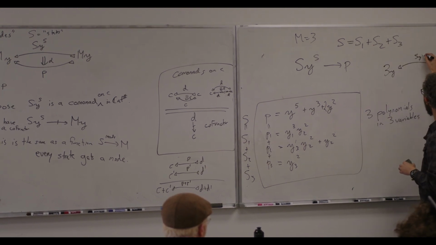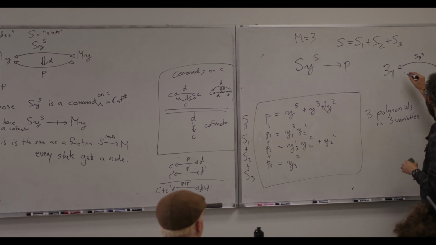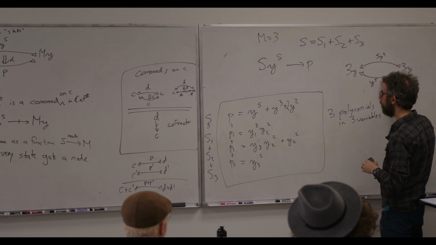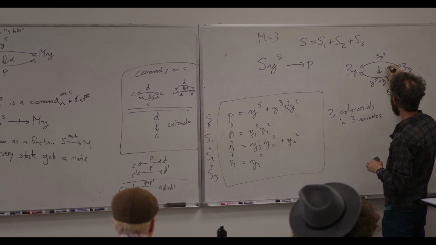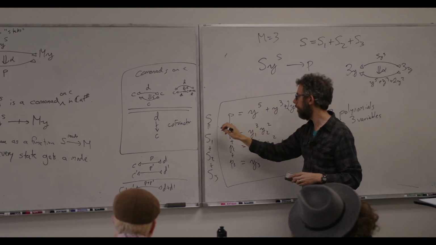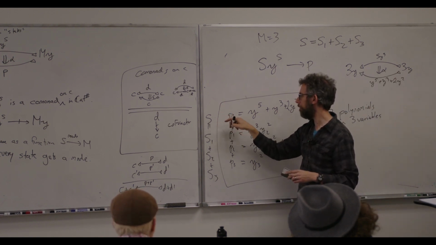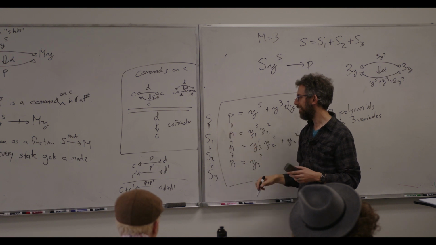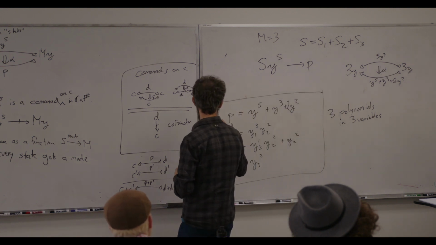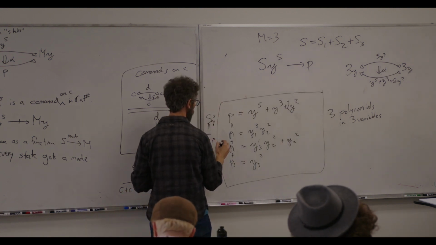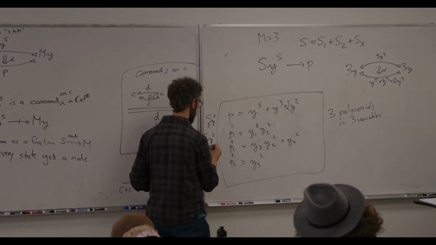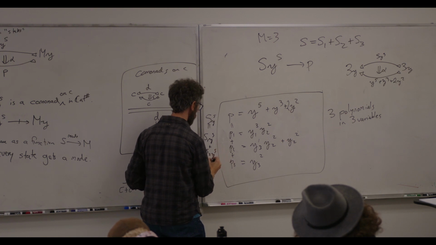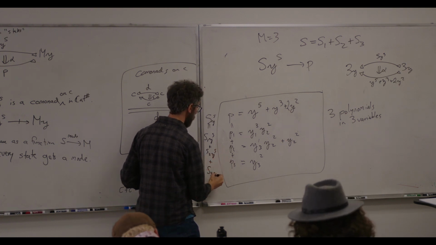So we're in 3y, sy^s, a comonoid, 3y. And this is y^5 plus y^3 plus 2y^2. And this alpha is the thing that, this is like sy^s is s1 y^s plus s2 y^s plus s3 y^s.